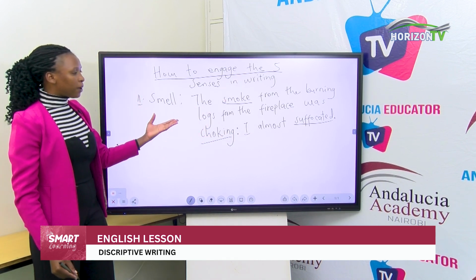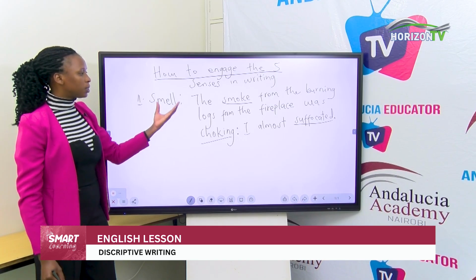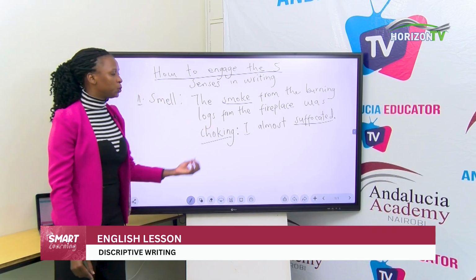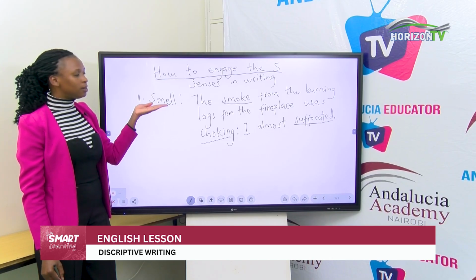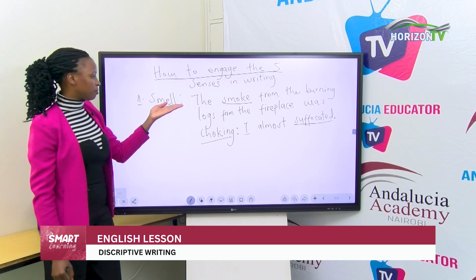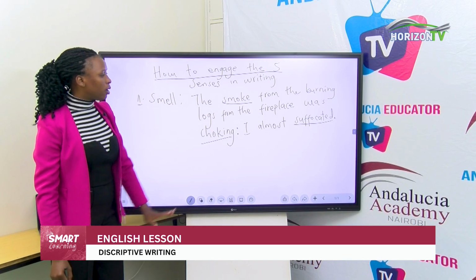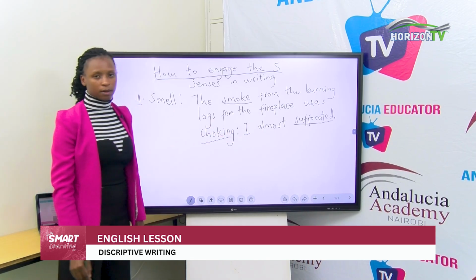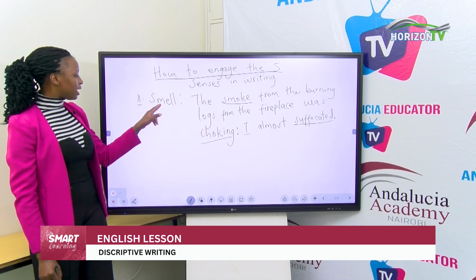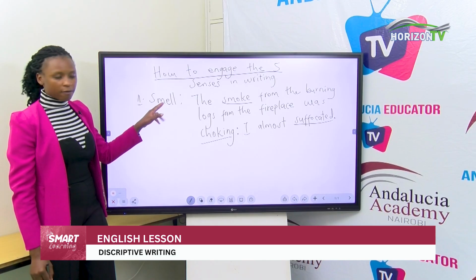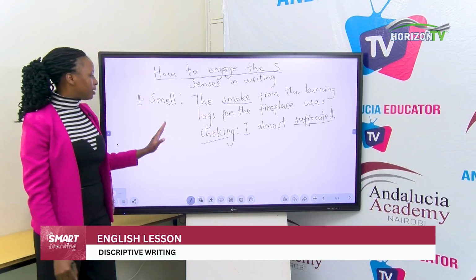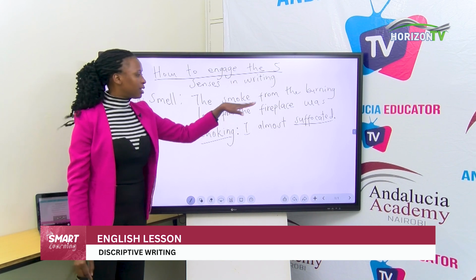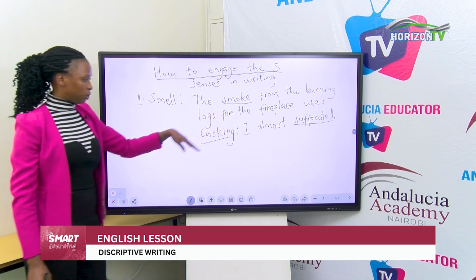So you can practice back at home, do your writing, and take it to your teacher to check. You will clearly tell that you don't really need diagrams to appeal to these senses, but you need words. So we have smoke, we have choking and suffocating. And avoid using the actual sense. Avoid saying the smoke smelled or what smell and all that. Just be very creative with your vocabulary choice.